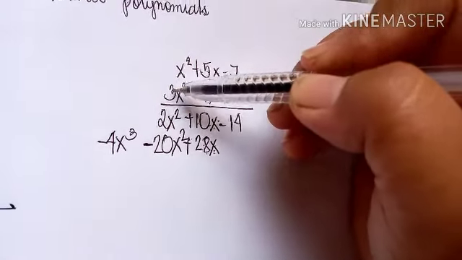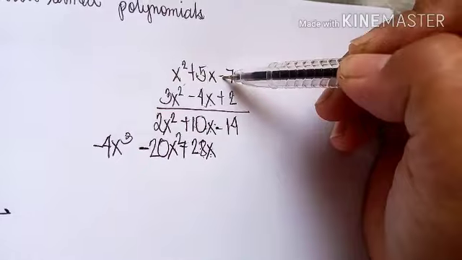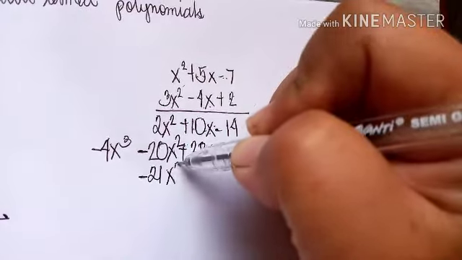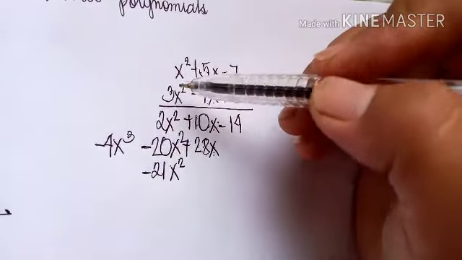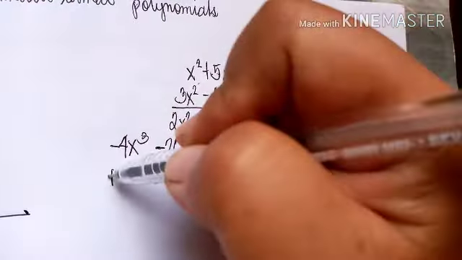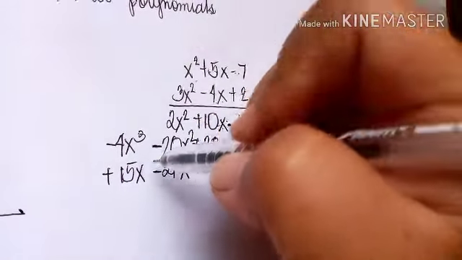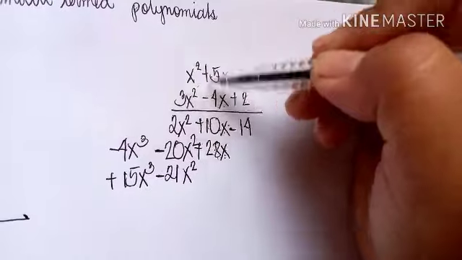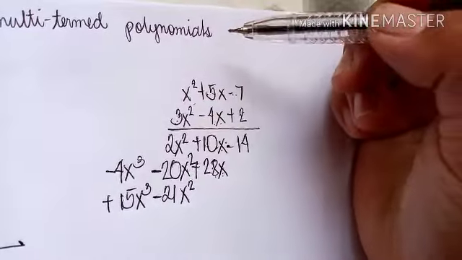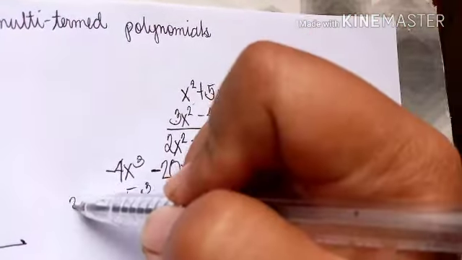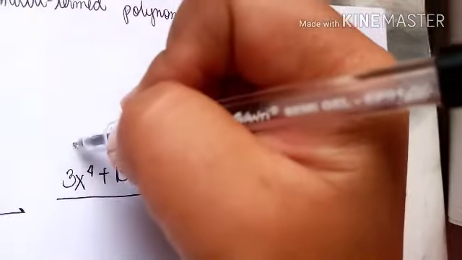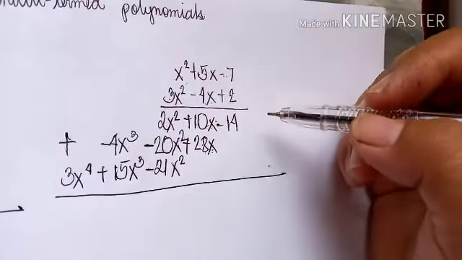Now for the last one, this one, we have 3x squared times negative 7. That would be negative 21x squared. We also have 3x squared times 5x, that is positive 15x cubed. And for the last one, which is the first terms, we have 3x squared times x squared, that is 3x raised to 4. There. Now we can now add them to get the final answer.